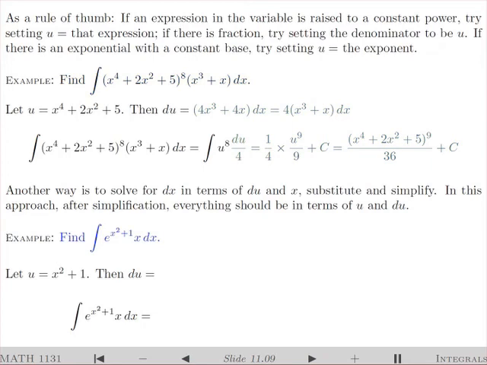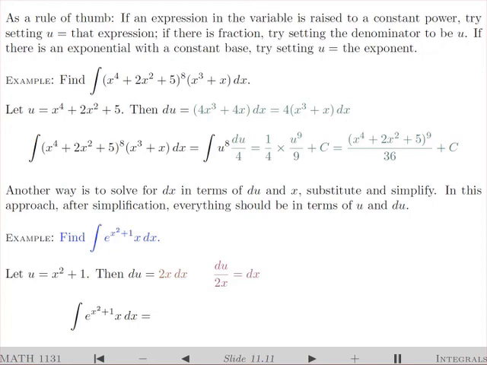So I'm going to illustrate this method using the integral of e^(x^2 + 1) x dx. Following our rule of thumb, we will set u to be the exponent x^2 + 1. Then du will be 2x dx. I solve for dx from this. dx is du over 2x. Then you substitute this in the integral for dx.